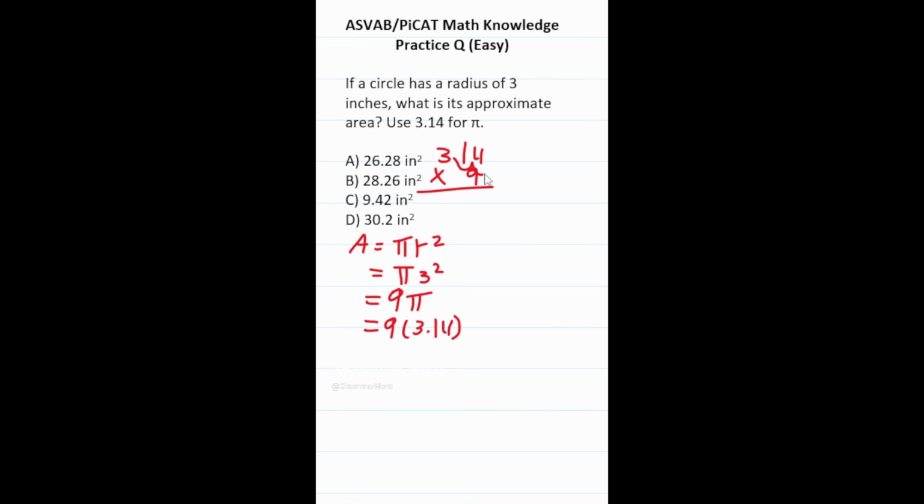We have to clear this decimal by moving it 2 places to the right. This becomes 314 times 9, albeit with 2 decimals to move back into our answer. 9 times 4 is 36, bring down a 6, carry a 3. 9 times 1 is 9, 10, 11, 12, bring down a 2, carry a 1. 9 times 3 is 27, plus 1 is 28, bring our 2 decimals back in. So we can see our area is going to be 28.26, which is answer choice B, 28.26 inches squared.